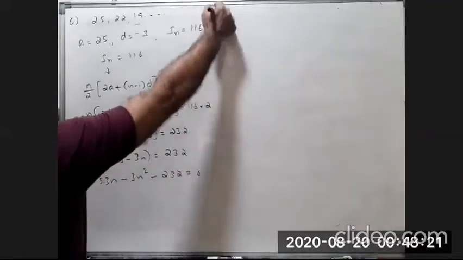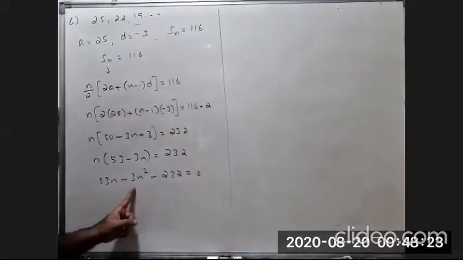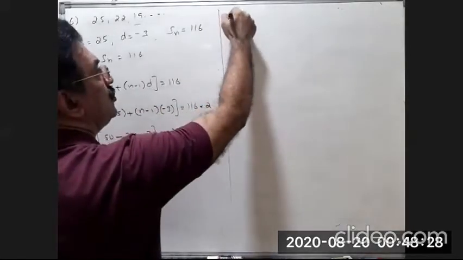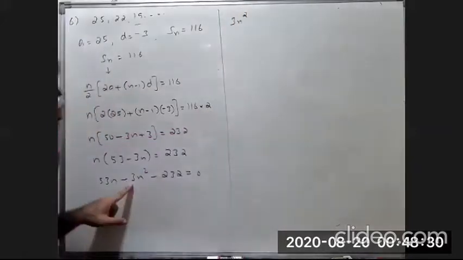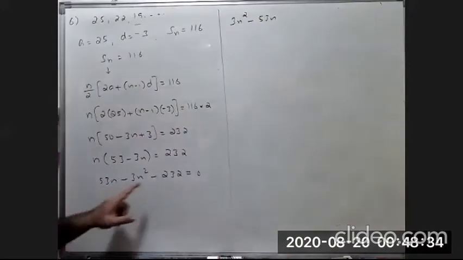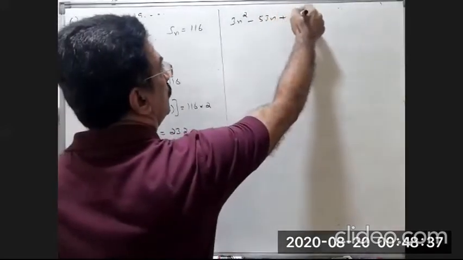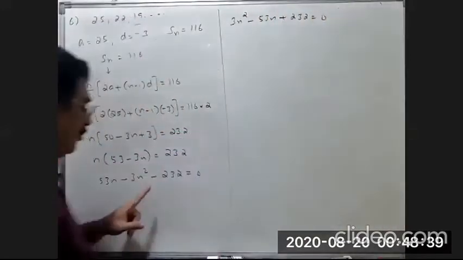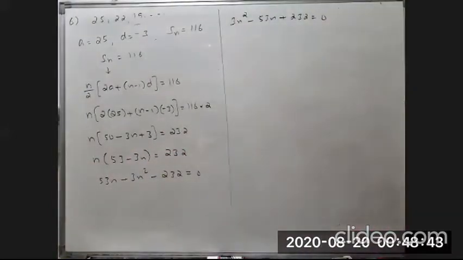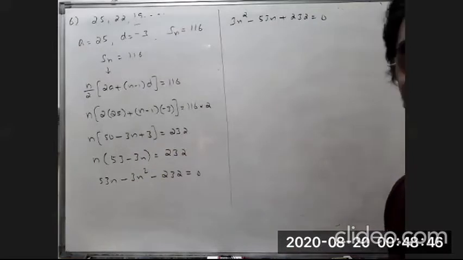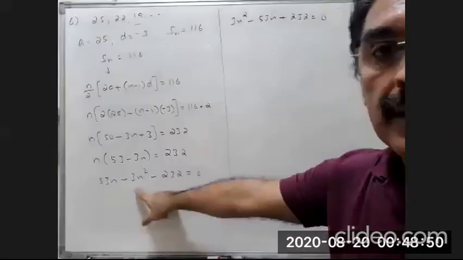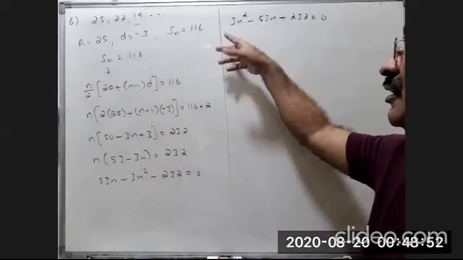Quadratic equation, writing n square. Second degree term positive is better. So changing sign, 3n square minus 53n plus 232 is 0. We arranged in order. Order means standard form: ax square plus bx plus c. Second degree term, first degree term, constant. That too by making the second degree term positive. Now we can solve it.